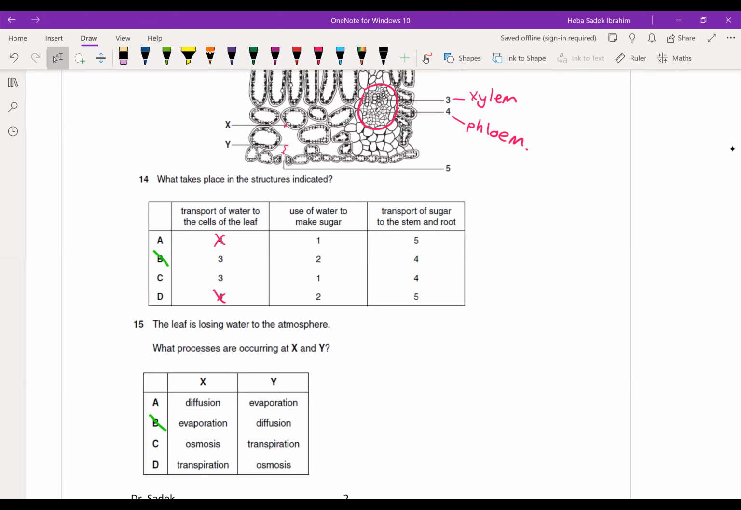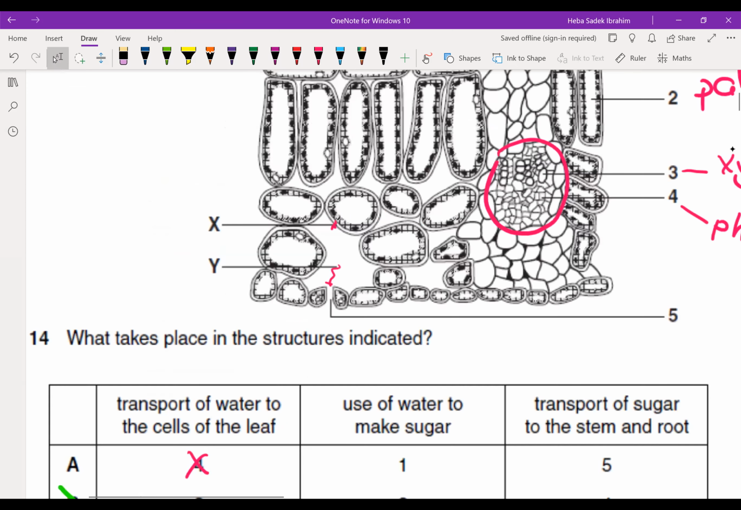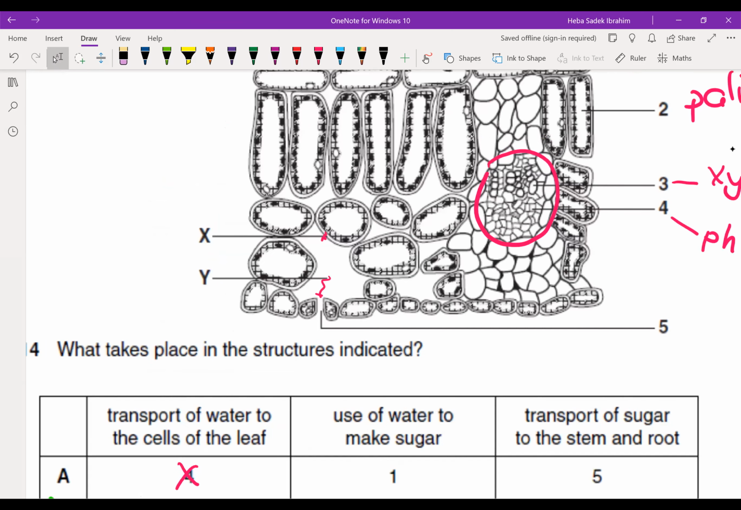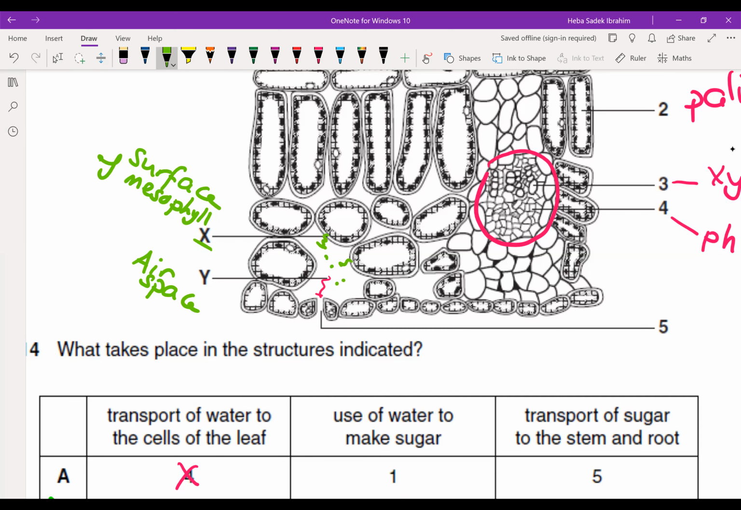Okay, X is referring, X here is pointing to the surface of the spongy cells. Can you see that? It's pointing to the surface of the mesophyll. Y, as you said, is the air spaces. So Y is the air space, but X is the surface of the mesophyll cell, the spongy mesophyll. So here I have evaporation taking place, and then here water drops are going to diffuse out of the stoma. Okay.